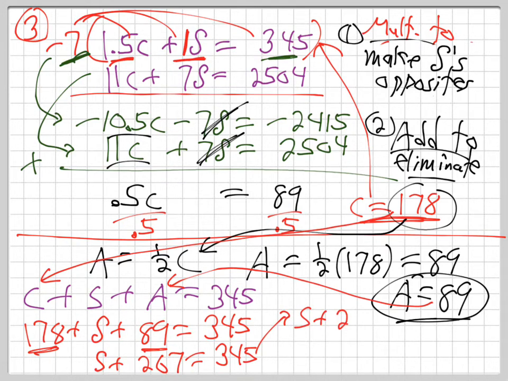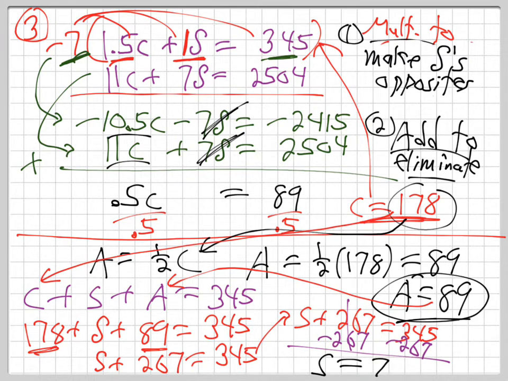Students plus 267 is 345. Subtract 267, and we've got it. Students equal 78. Must have been 78 students. And there it is. We figured out how many of each type, children, students, and adults, were at that movie.